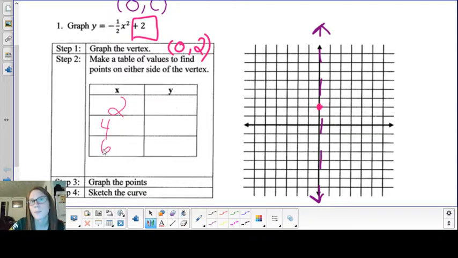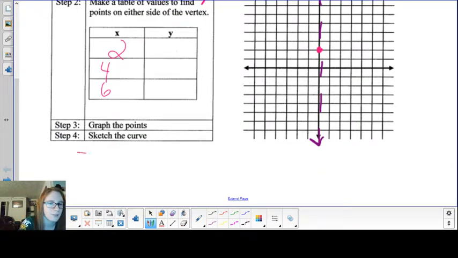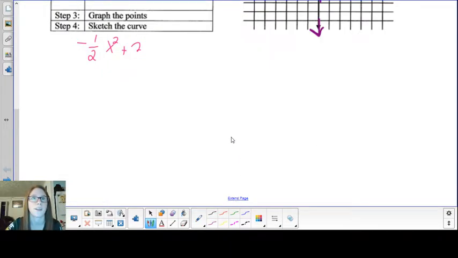And I'm going to go down a little bit so I can show you how to do this in your calculator. So we have negative a half x squared plus 2. All I did was rewrite the problem so that I can see and show you how we're going to plug it in.